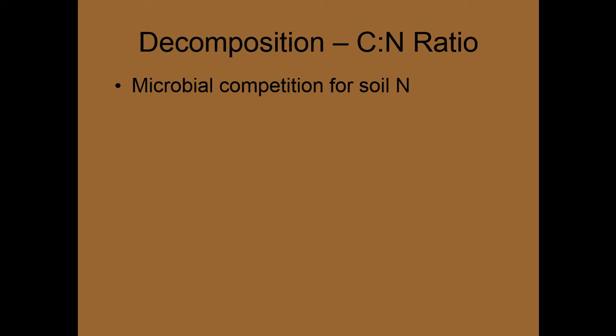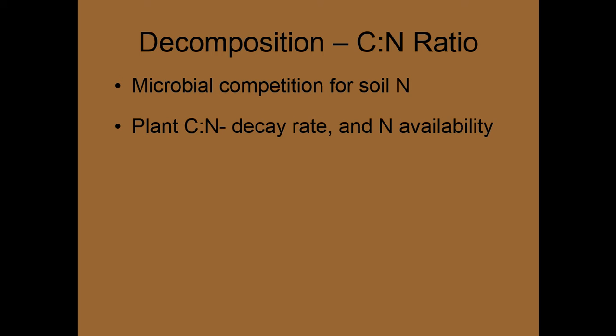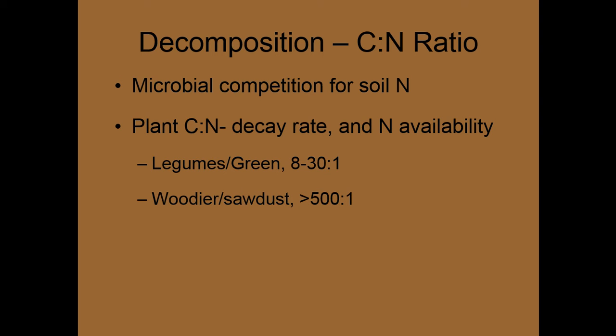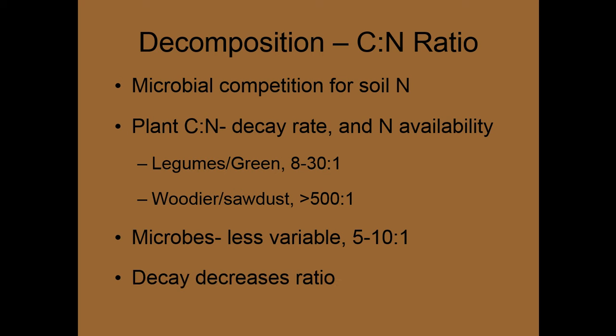Carbon to nitrogen ratio. So, microbial competition for soil nitrogen. Plant carbon to nitrogen ratio can affect the decay rate and is variable based on nitrogen availability. Green legumes have about 8 to 30 carbon per 1 nitrogen. Something like sawdust can have as much as 500 to 1 carbon to nitrogen. Microbes are a lot less variable, usually 5 to 10 carbon for every 1 nitrogen, and decay slowly decreases this ratio. So the more extreme it is, the longer it will take to decay.